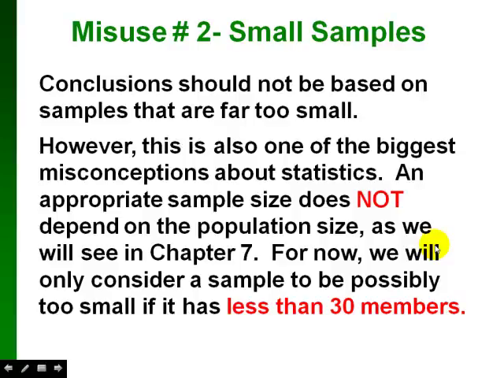An example of a small sample size that we would be talking about would be a sample of, say, 3 people. On the other hand, something like a Gallup poll usually represents the whole population of the United States, or at least the voting population, and Gallup polls usually use about 1,000 people. You might think from looking at that that it was much too small to represent the whole population of the United States. Just keep in mind that in statistics, the size of the sample doesn't have to depend on the size of the population. You can have a valid sample even if it's a very small percentage of the population. So for now, just take my word for this, and we will only consider a sample to be possibly too small if it has less than 30 members.